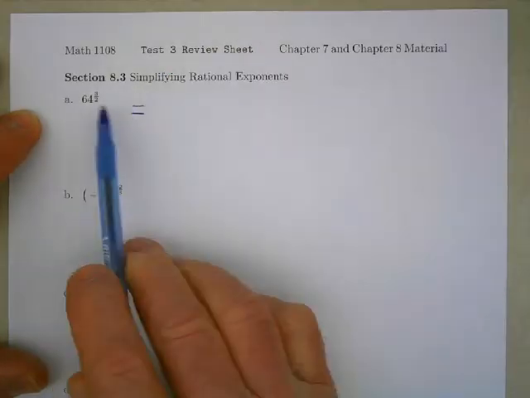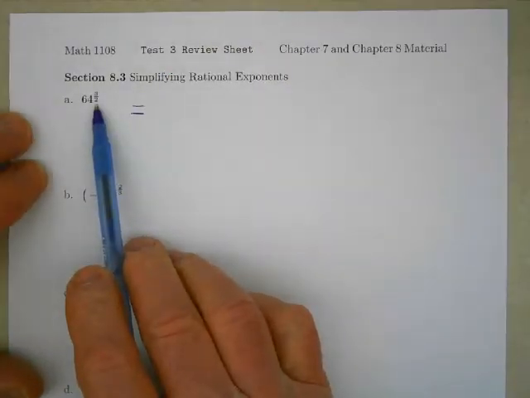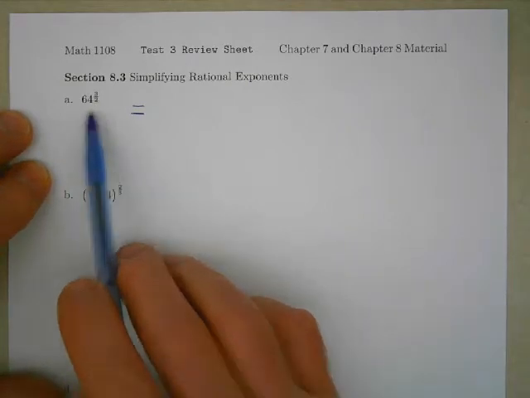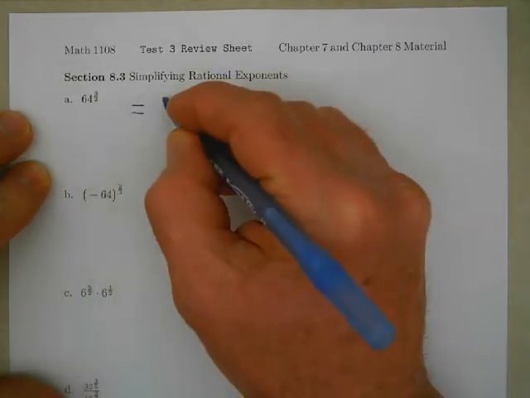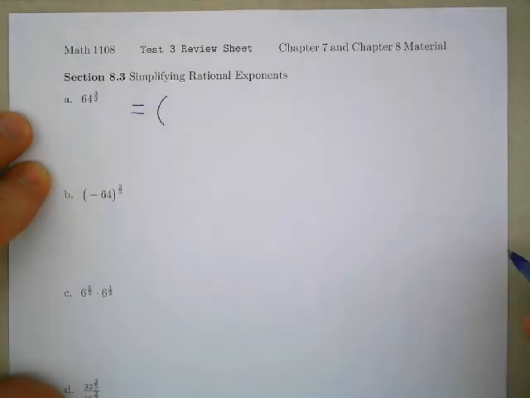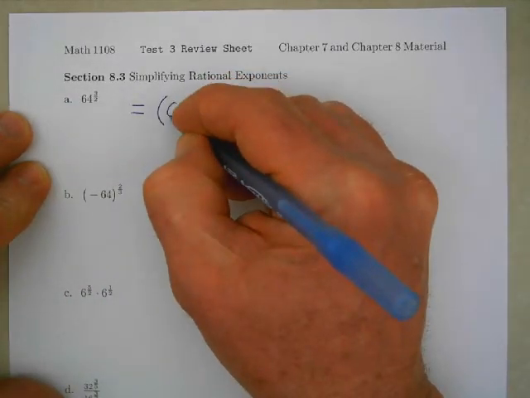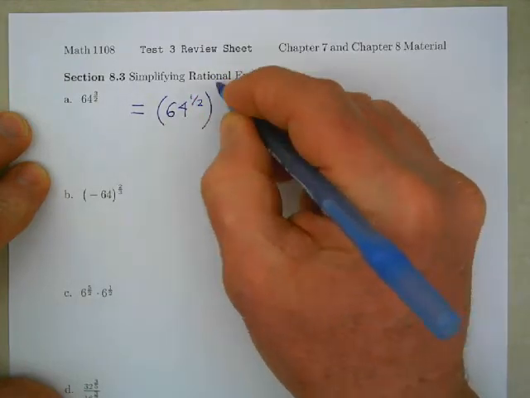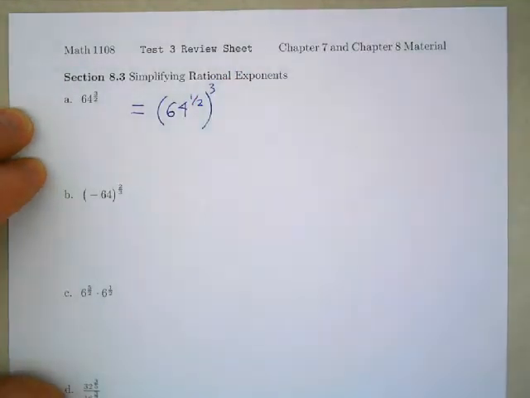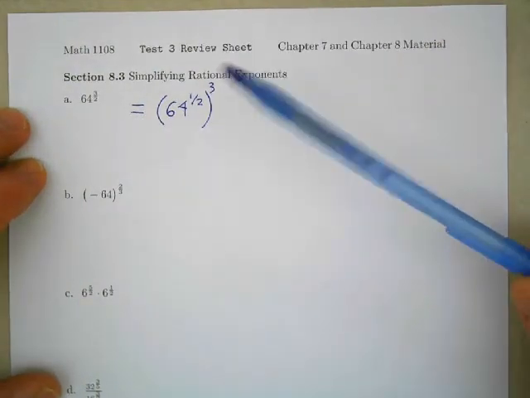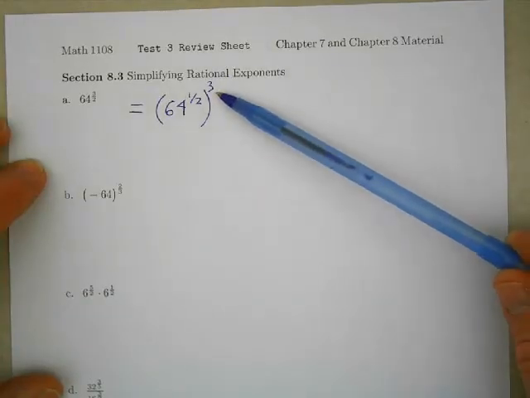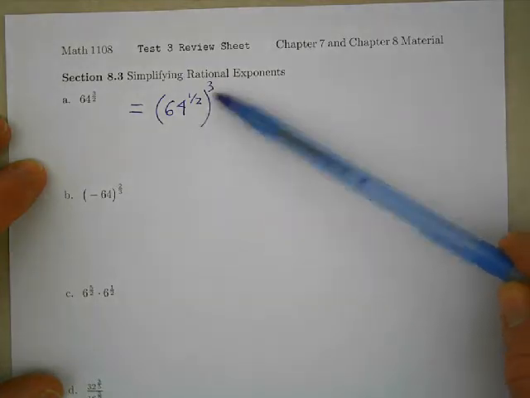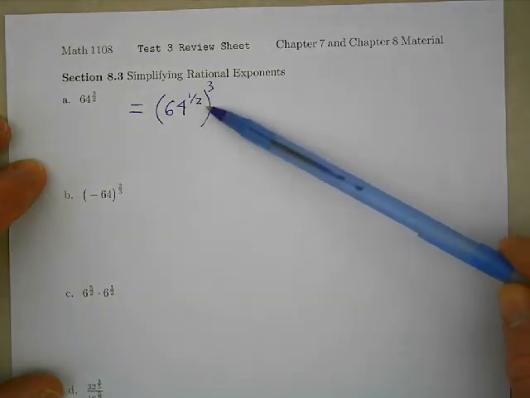So the denominator of the exponent is the index of the equivalent radical. So what I suggest is, using one of the definitions, rewrite this as 64 to the 1/2 raised to the exponent 3. From section 5.2 that was covered some time ago, we learned the properties of exponents. So we're just applying one of those properties.